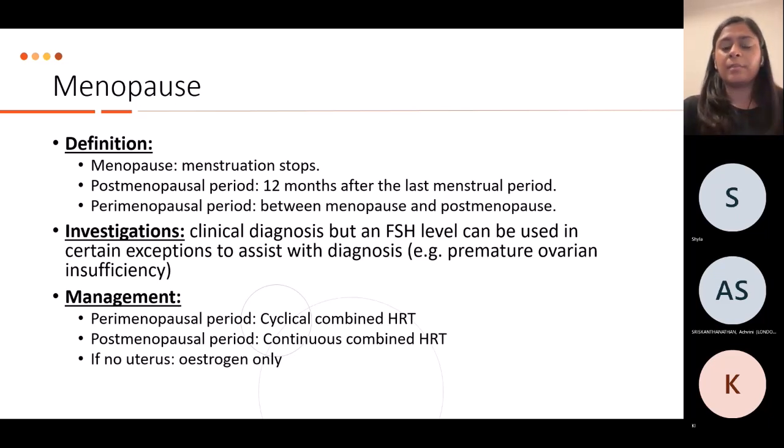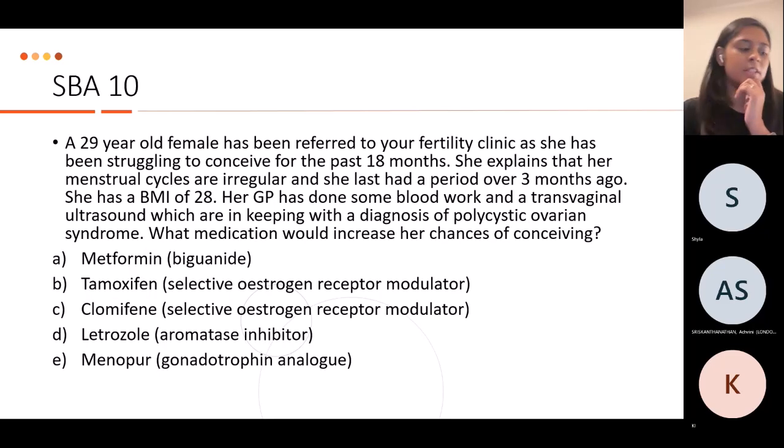And if they're perimenopausal, we always like to use cyclical combined HRT, and after 1 year they can usually then move on to continuous combined, even if they're still kind of perimenopausal. But if they're postmenopausal, you can use a continuous combined option. And as we mentioned, if no uterus, then estrogen only is absolutely fine.